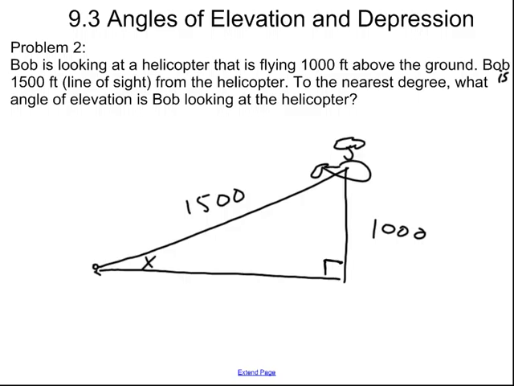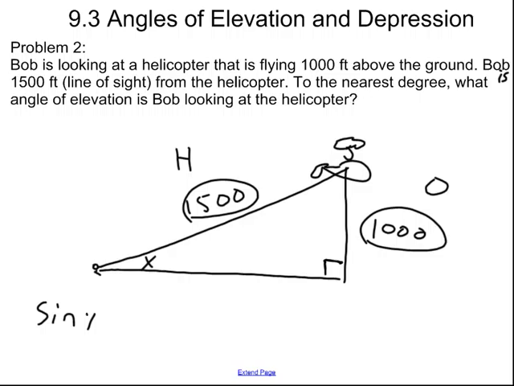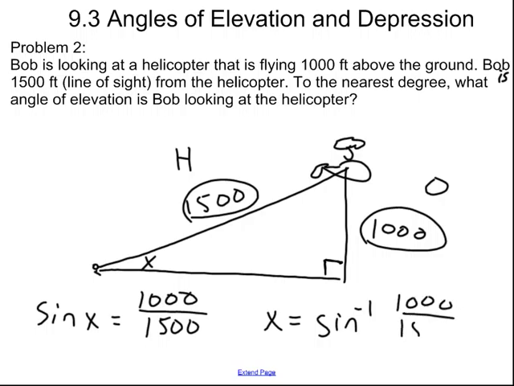Please remember, when I'm looking for an angle using these trig functions, I always have to use the inverse trig function. In this particular case, compared to x, 1,000 is the opposite, 1,500 is the hypotenuse, so I'm using the sine. The sine of x is equal to the opposite over the hypotenuse. So x is equal to the sine inverse of 1,000 over 1,500. I would say 2/3, but we've got a calculator that will do that for me. So I'll just leave it as 1,000 over 1,500 and see what happens.